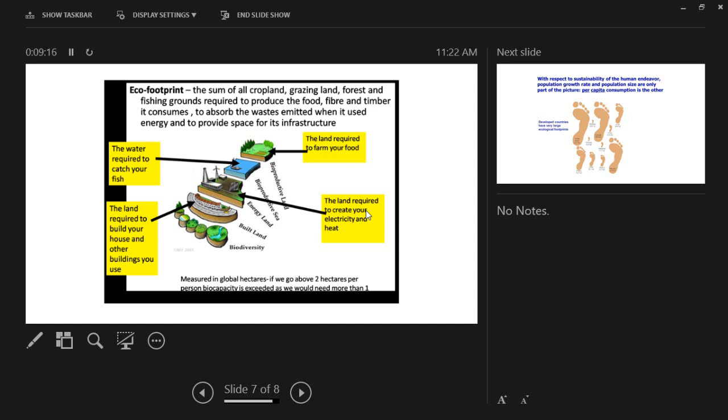Hang on, let me finish. So even though we are not the biggest population, our footprint is the biggest footprint in the world. Which is horribly bad. This is a bad thing.